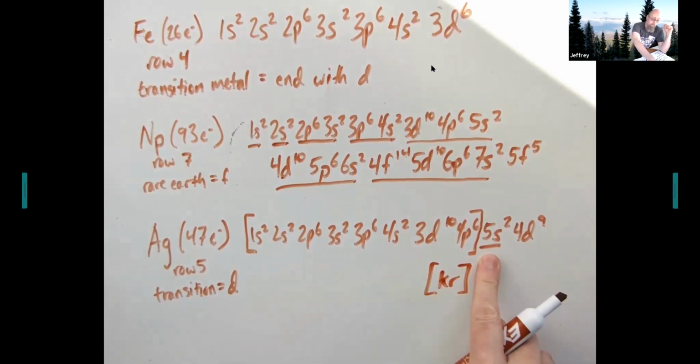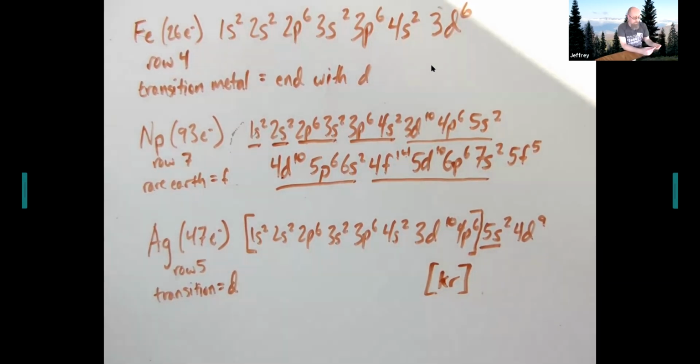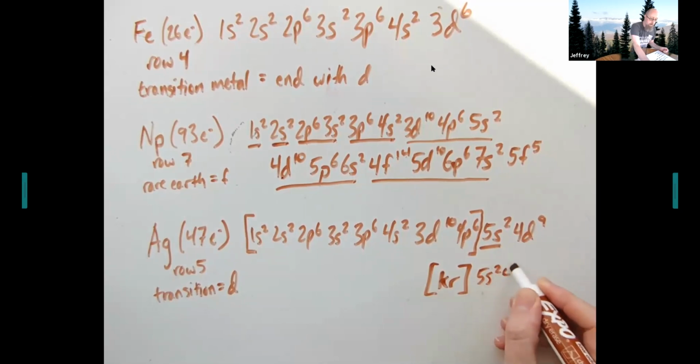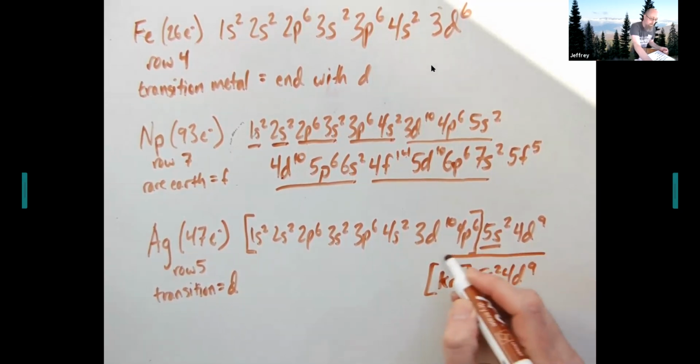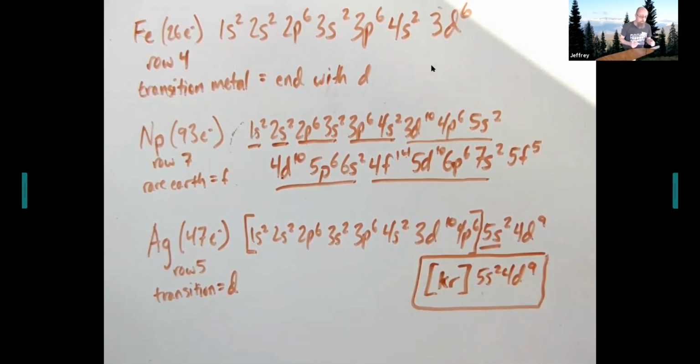And how do I know that? Well, if I'm in row 5, I want the noble gas at the end of row 4. Or you can remember that noble gases always end with p6, and then krypton is the noble gas in row 4. Right? So the noble gas at the end of the previous row, which is row 4, is what we use for a shortcut for an element that's in row 5. And then I'll finish with 5s2, 4d9. So that's all you have to write there. That's the correct answer. Now that's how the shortcut works.